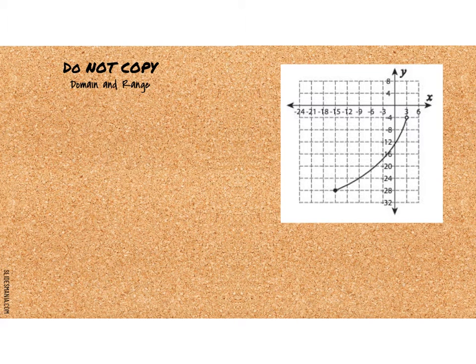Again, another example. You do not have to copy. So let's go over domain. Right, so we have -15 all the way to +3. This one is closed and this one's open. So we have -15, x in between, and +3. Because it's closed, it's going to be less than or equal to, and because it's open, it's going to be less than. Done for my domain.